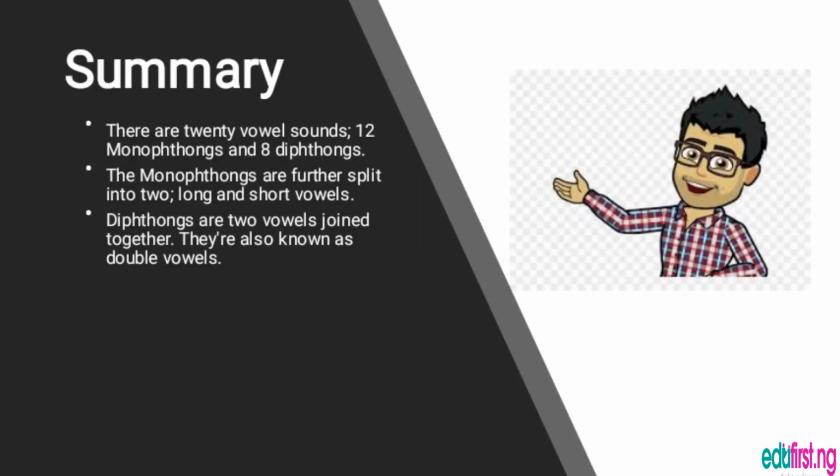So, in summary, there are 20 vowel sounds with 12 monophthongs and 8 diphthongs. The monophthongs are further split into 2, the long and short vowels. Diphthongs are usually 2 vowels joined together. They are also known as double vowels. It is also important you pay attention to the way they are being produced, the positioning of your mouth while you produce the sounds, especially the diphthongs, which are 2 sounds, but usually there is a mistake made when they are being produced, making them mistaken for 1 sound.